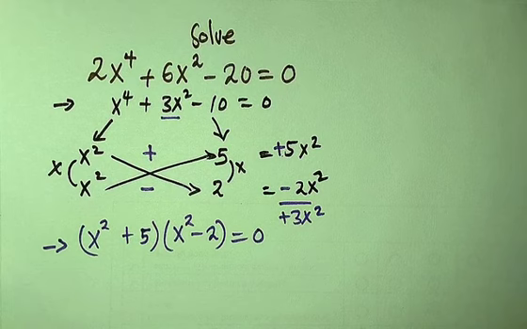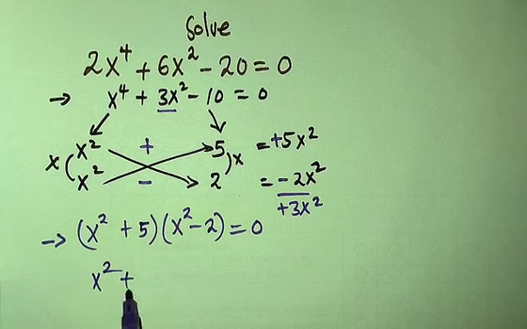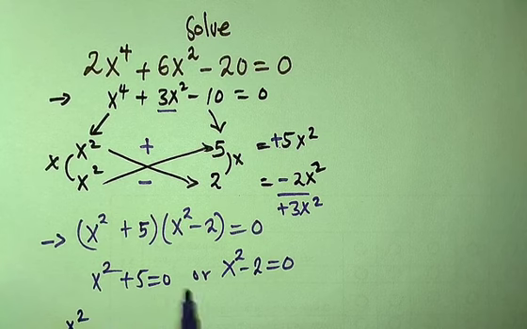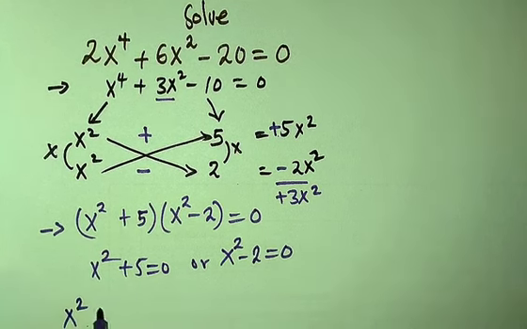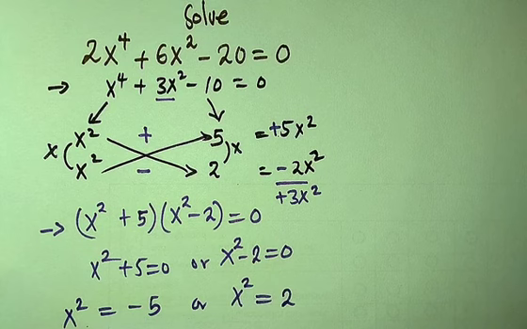So the next thing we are going to do is that we can see that this is a zero form equation. So it is either x squared plus 5 equals 0, or x squared minus 2 equals 0. Now we are going to send this 5 to this side. We are going to be having minus 5, or x squared equals 2. Are you following?